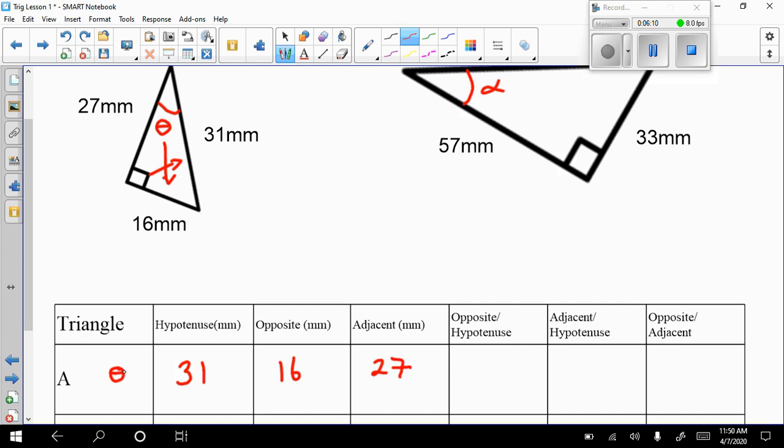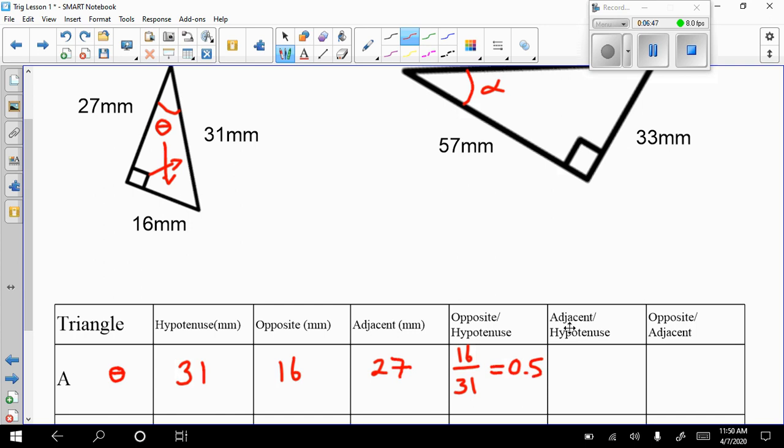Okay, well, in trigonometry, we're often interested in the ratios. And so in this case, we're interested in the opposite over the hypotenuse. The opposite of theta was 16, and the hypotenuse was 31. So that's the ratio. Another name for a ratio is a fraction. And so the fraction is 16 over 31. And if we were to evaluate that as a decimal, we'd get approximately 0.5. Okay, so that's the ratio.